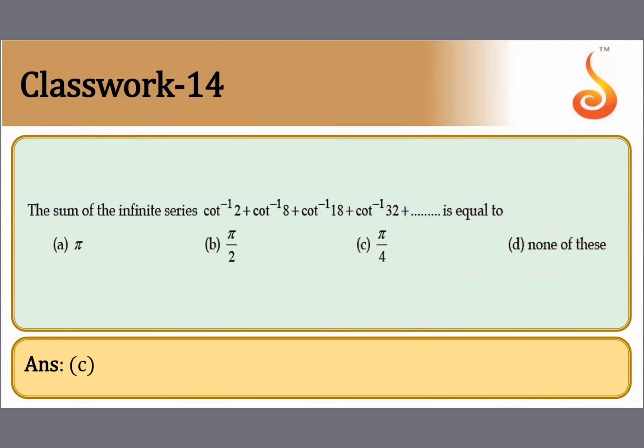It's a very interesting problem. Whenever cot inverse x is given, convert into tan inverse. Always remember, it's a tricky problem. If you have done it earlier, then only you can do it. This is tan inverse 1 by 2 plus tan inverse 1 by 8 plus tan inverse 1 by 18 plus tan inverse 1 by 32.